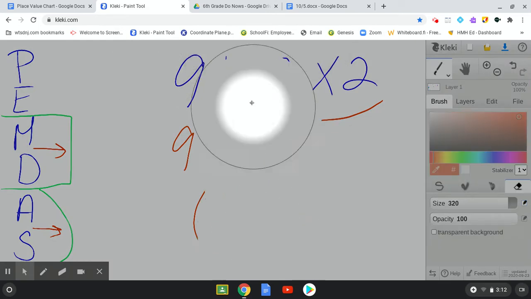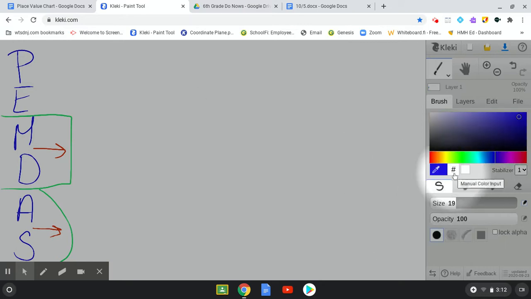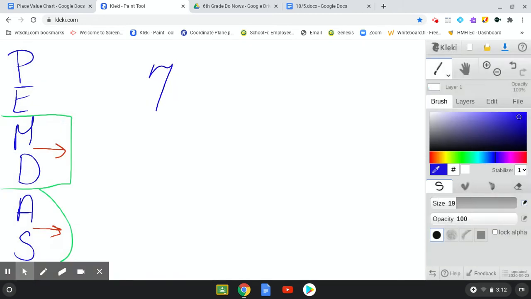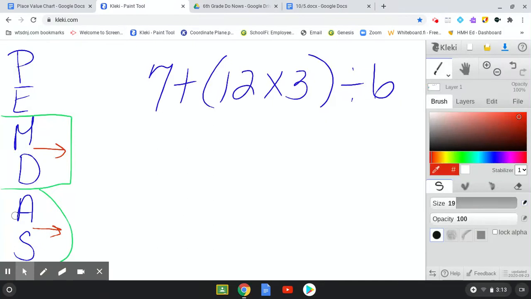So let's try one that's a little bit more difficult. So now we have 7 plus, open parentheses, 12 times 3, close parentheses, divided by 6. Okay. So right now we have addition, we have parentheses, we have division. So according to our order of operations, we have to do what's in parentheses first. So we are going to solve the 12 times 3 first.